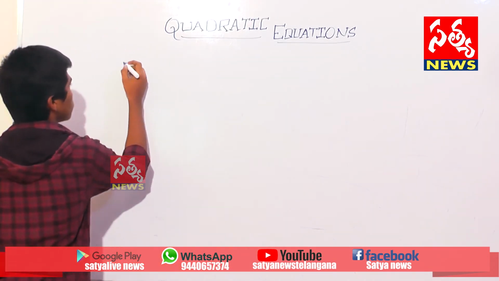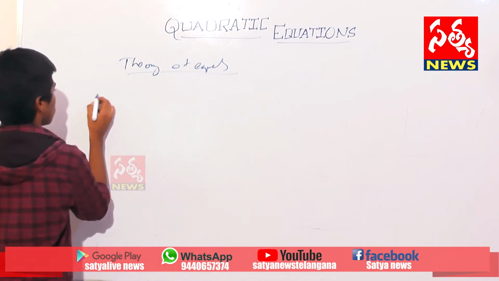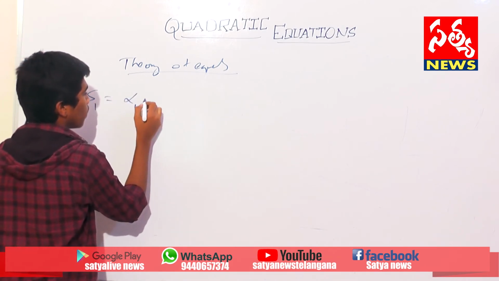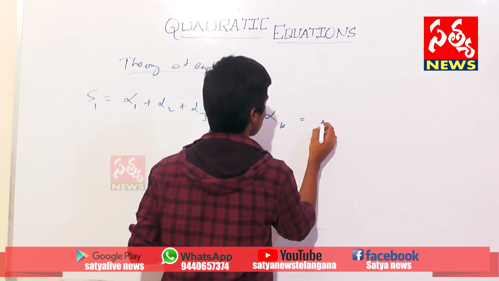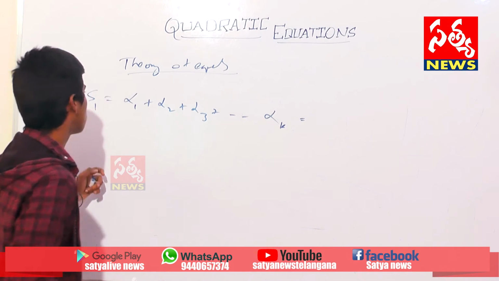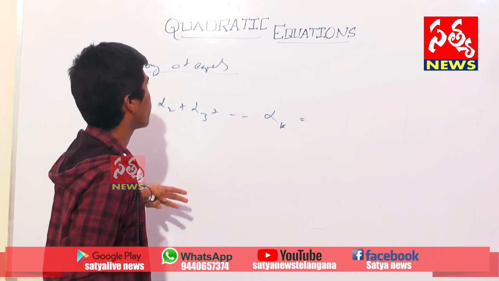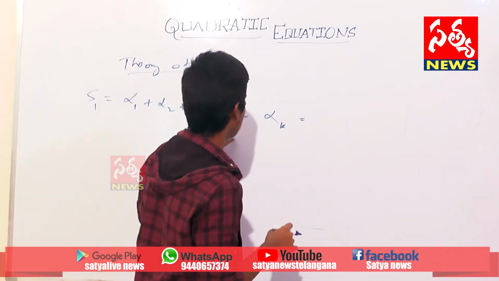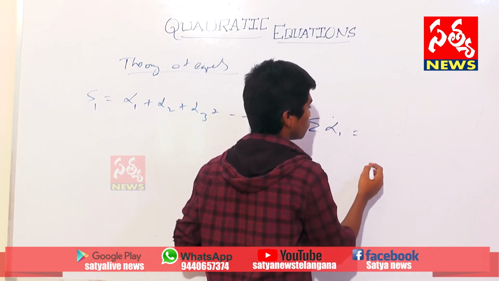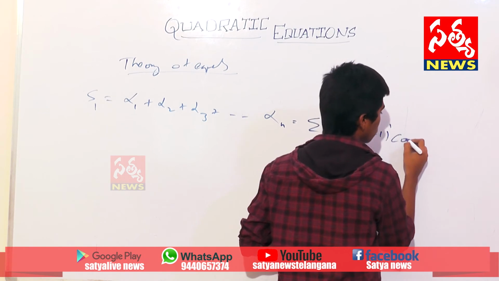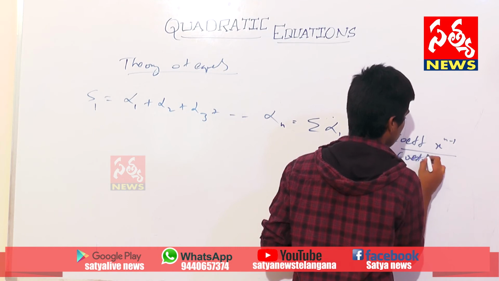And now let's discuss theory of equations. First of all, S1 is equal to alpha 1 plus alpha 2 plus alpha 3 plus so on alpha k. So here alpha is the roots of the equation. Alpha 1 plus alpha 2 plus alpha 3 and so on is equal to sigma alpha 1, which is equal to minus 1 whole power 1 into coefficient of x power n minus 1 by coefficient of x power n.